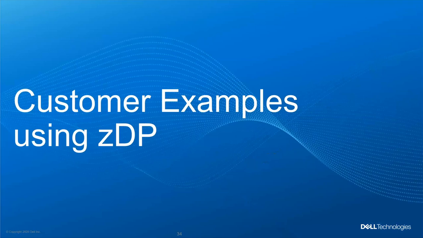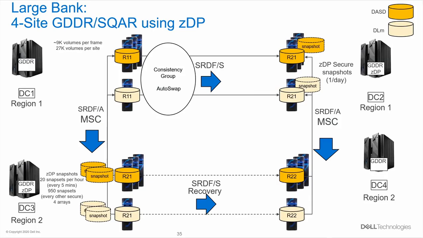Let's talk about some examples of ZDP and how customers have actually used it. Here's a large customer, actually the customer that implemented ZDP first. This is a 4-site topology with the synchronous replication region 1 across the top and the asynchronous targets region 2 across the bottom. In this environment, they run auto swap for continuous availability. And they use the region 2 DC3 site as the site for the ZDP snaps, where they take snaps every 5 minutes. Every other snap is secure.